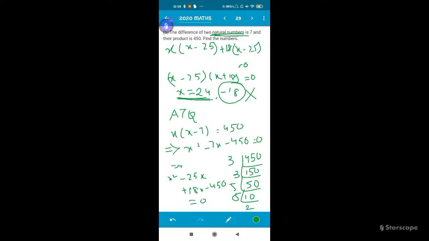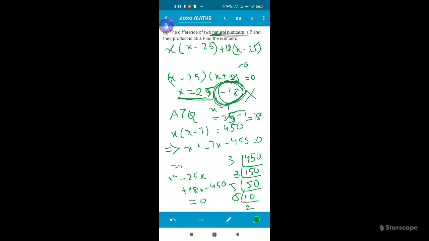So our value of x is 25. I have mistakenly written 24. So this is the first number, and the second number was given as x minus 7. That means 25 minus 7, which gives you 18. So the two numbers which we had to find are 25 and 18 respectively. We are not taking the negative sign because, once again I am telling you, it has already been said in the question that these numbers have to be natural numbers. So we cannot take any negative value for them. I guess this question is also clear.